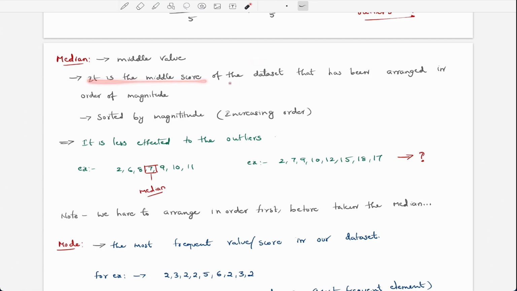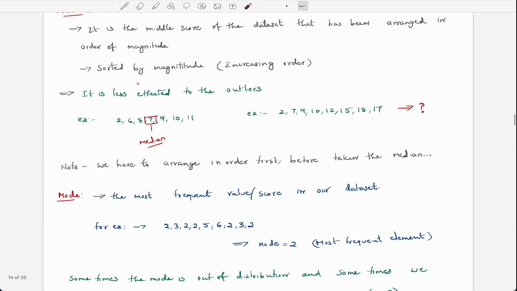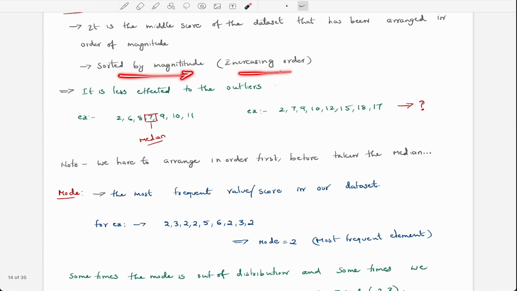It is the middle score of the data set that has been arranged in order of magnitude, sorted in increasing order. So we have to find the median after sorting only. Before that, it is not good to find the median. So it is less affected by outliers. So what are the outliers we just discussed here?